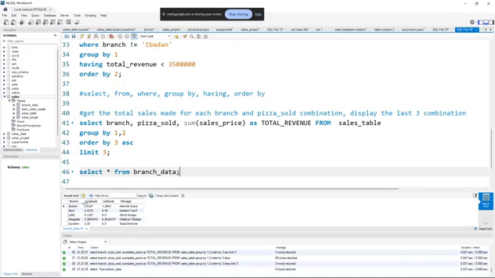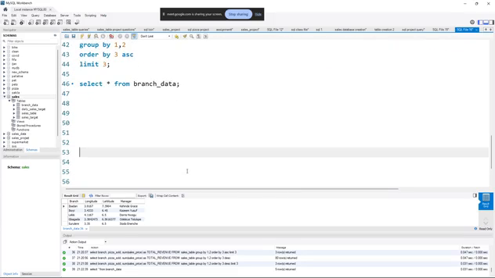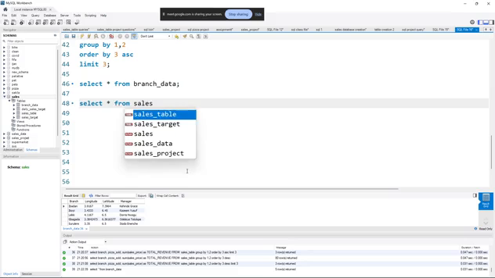So you can see that for Ibadan, this is the manager. For Ikoyi, this is the manager. For Lekki, this is the manager. For Bagada, this is the manager. For Surulere, this is the manager for Surulere. So now what I want to do is select star from sales table.